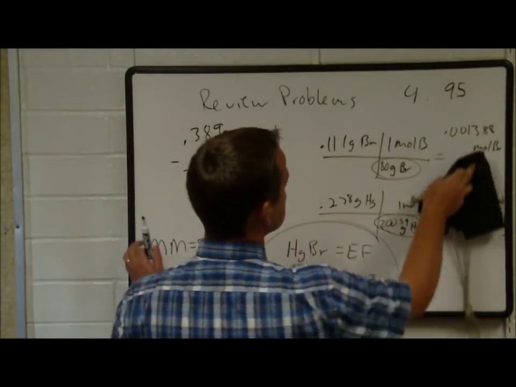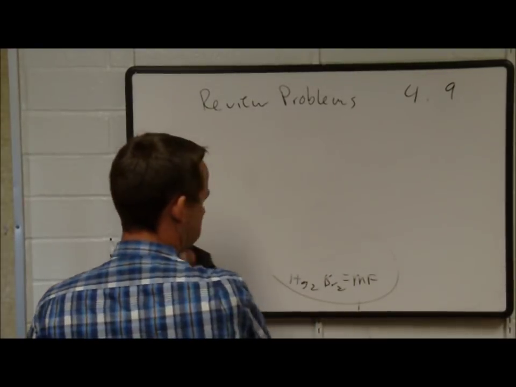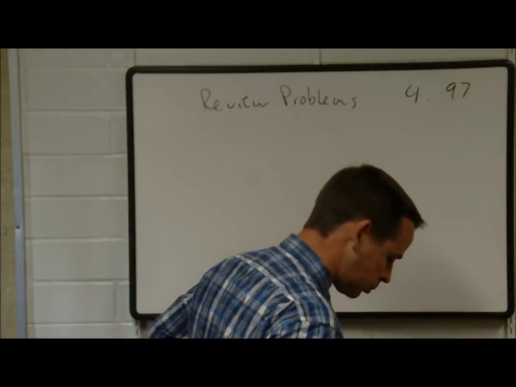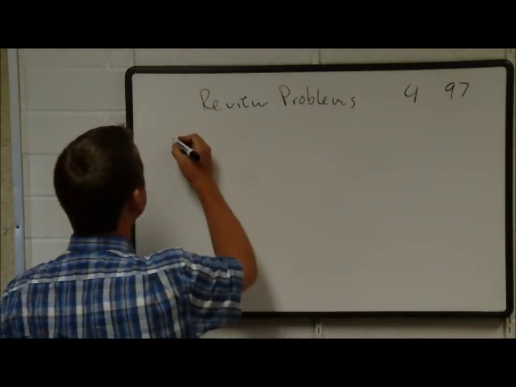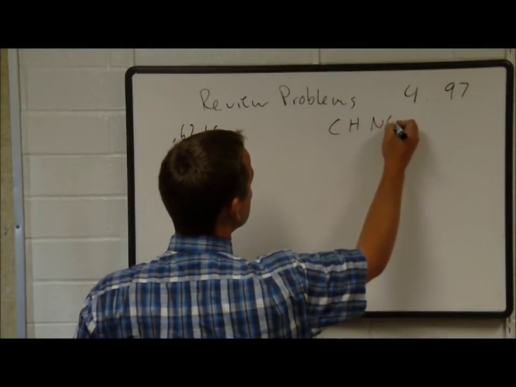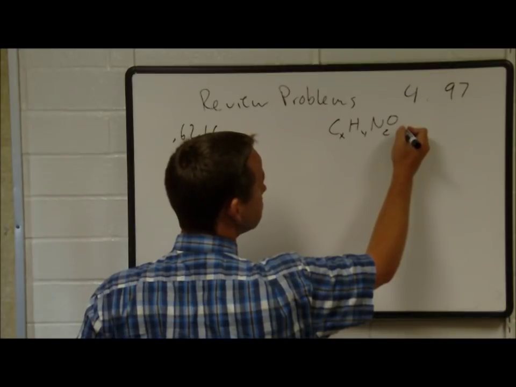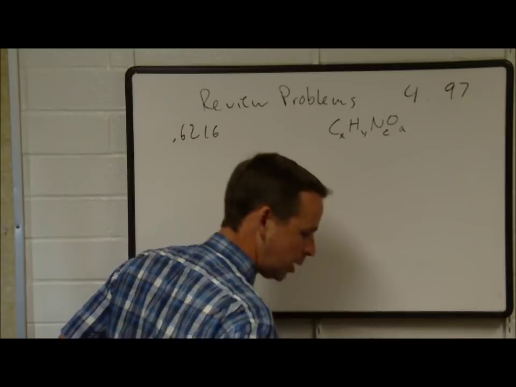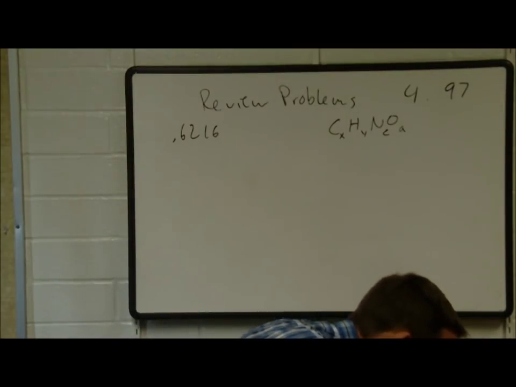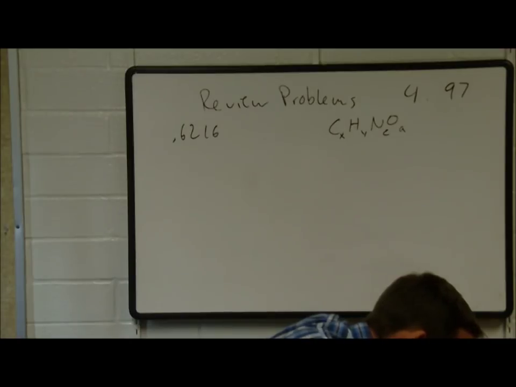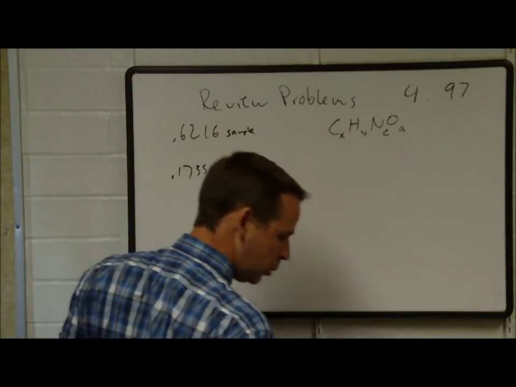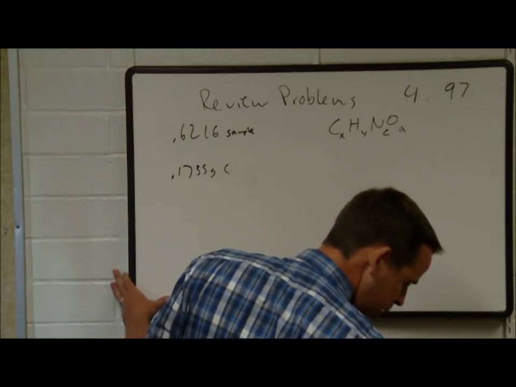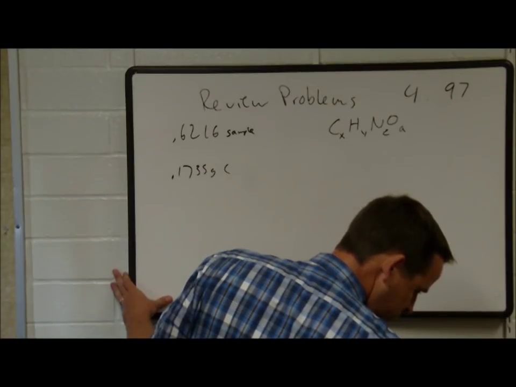495, 497 is next. A sample of a compound of carbon, hydrogen, nitrogen, oxygen with a mass of 0.6216. Carbon, hydrogen, nitrogen, oxygen. X, Y, Z. Okay, so we don't know what the ratio is, but we know it has carbon, hydrogen, nitrogen, and oxygen. With a mass of 0.6216 grams, we had 0.1735 grams of carbon, 0.01455 grams of hydrogen.